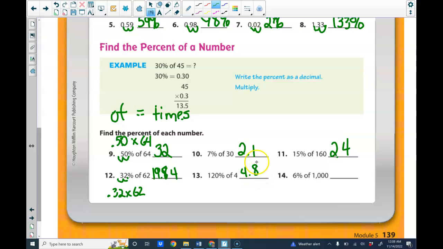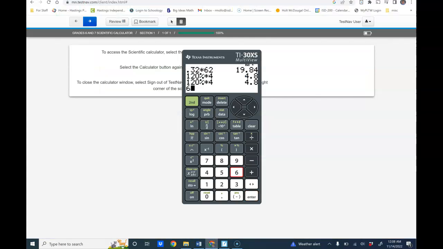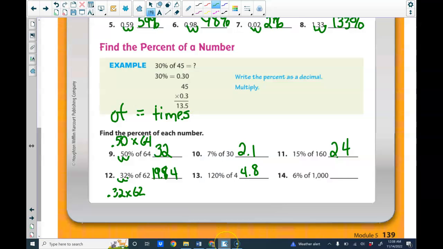And 6% of 1,000. 6% of 1,000 gives me 60. Oops, not 60%. All right, so that is it for the Are You Ready?